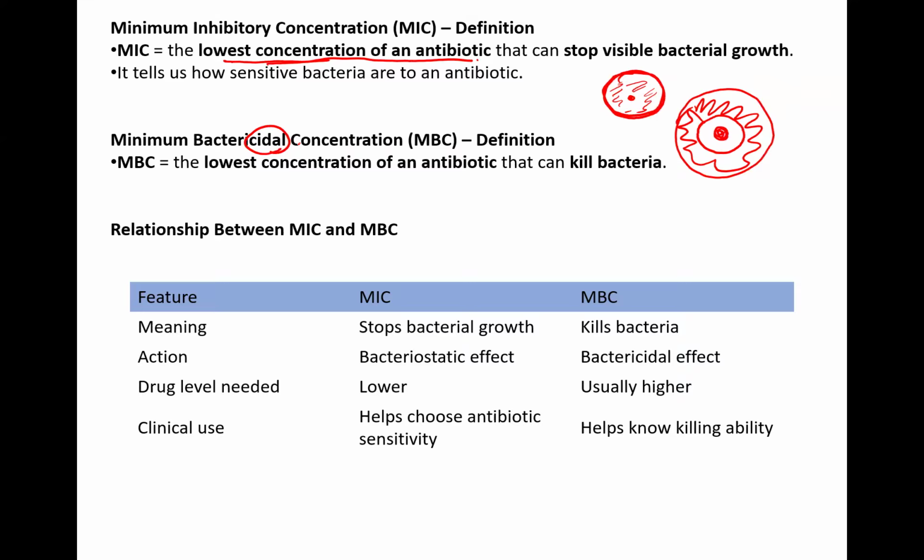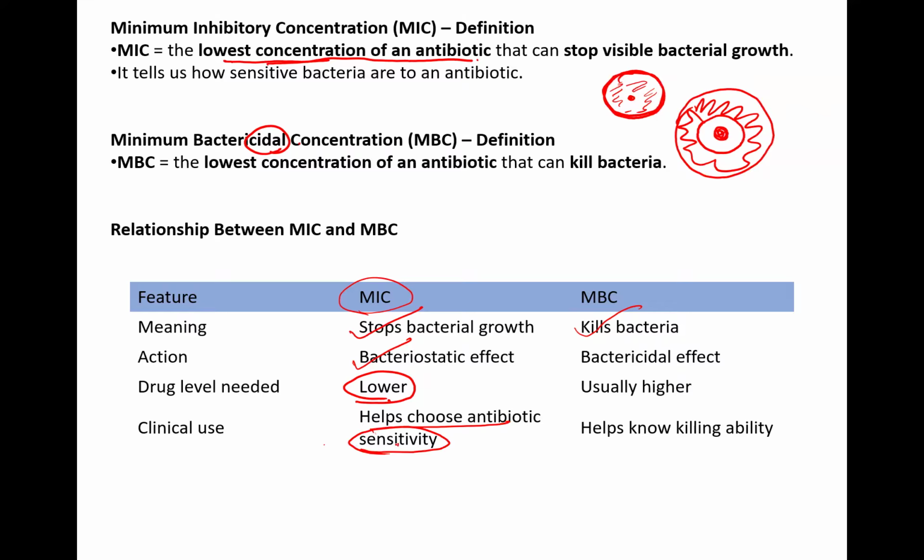So what is a feature of MIC and MBC is that with MIC, they can stop bacterial growth, whereas MBC depends upon killing bacteria, the minimum concentration or lowest concentration which can kill the bacteria. MIC is talking about bacteriostatic effect, and the drug level, the concentration required will be the lowest because we are inhibiting. And this can help to choose an antibiotic sensitivity.